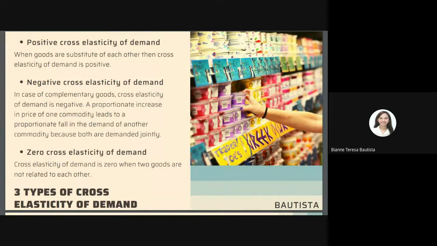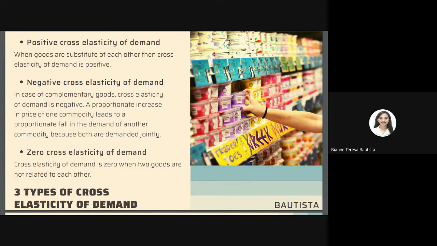In the case of complementary goods, the cross-elasticity of demand is negative. An increase in the price of one commodity leads to a fall in the demand for the other. So a complementary good may be something like an iPhone and an iPhone case. In essence, a consumer won't buy an iPhone case without first purchasing an iPhone. So the complementary good is reliant on the other's demand.